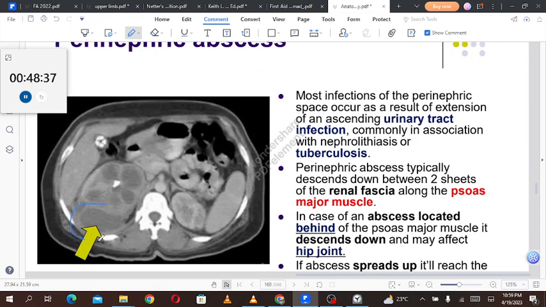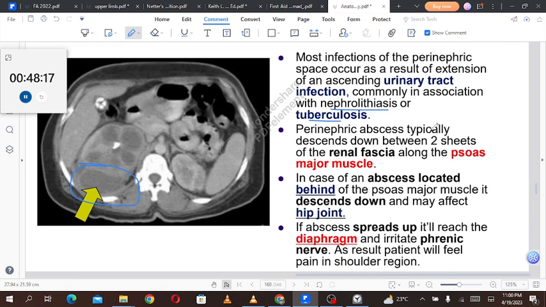So here you can see there is a perinephric abscess in this area. I guess that is the dark area. Most infections of the perinephric space occur as a result of extension of an ascending urinary tract infection, commonly associated with nephrolithiasis or tuberculosis.